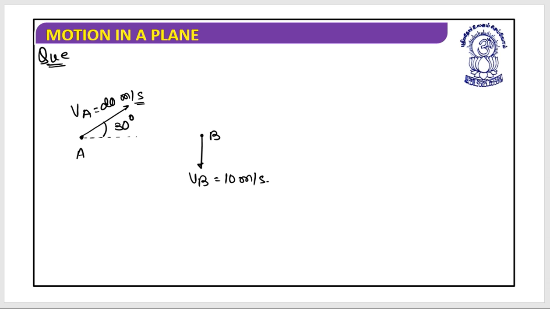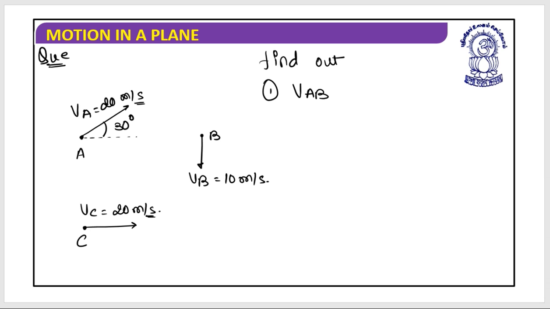One more object, it's C, which is moving in this direction, and velocity of C is 20 meter per second. Now what is your task? You need to find out first VAB, and at this point of time we are interested in the magnitude only. So we need to find out VAB. How should I do this?